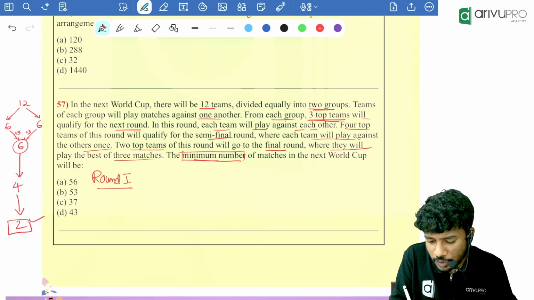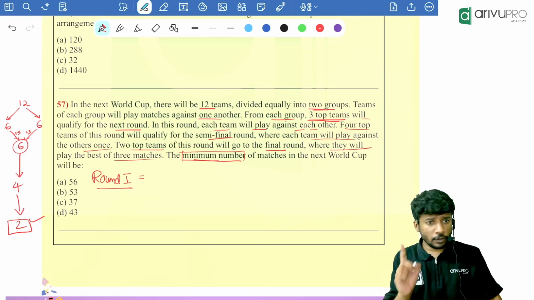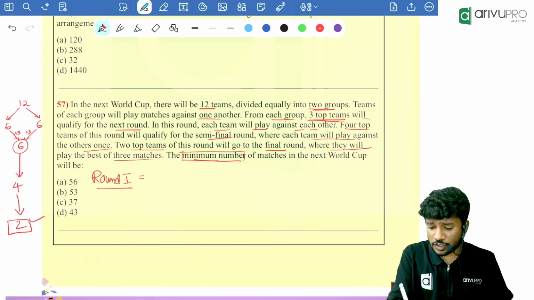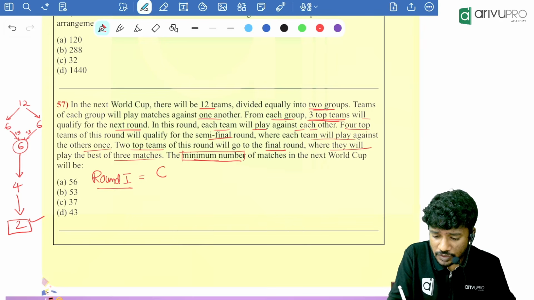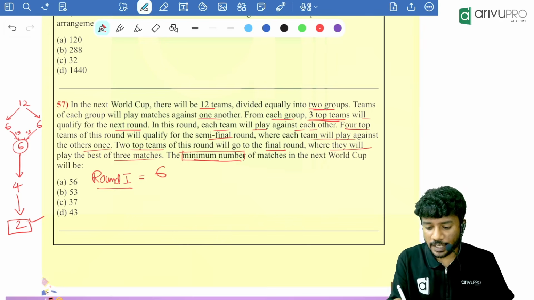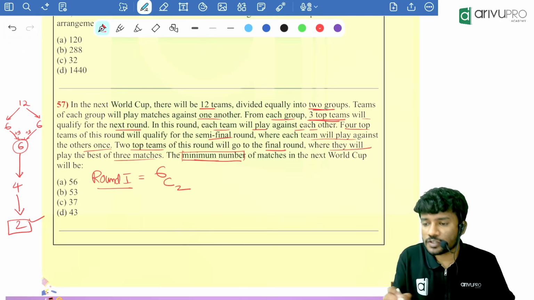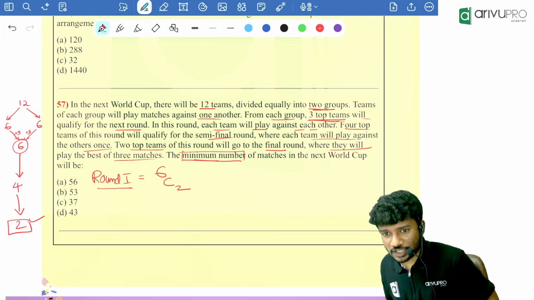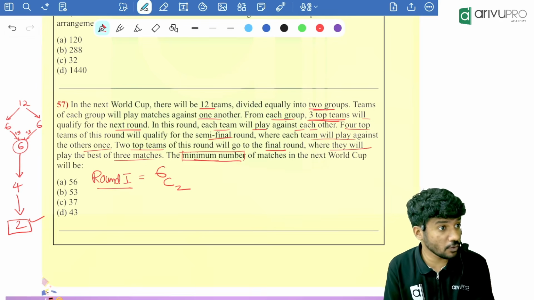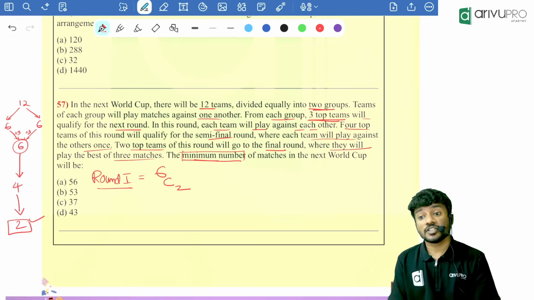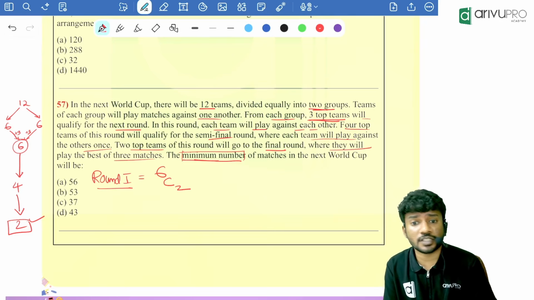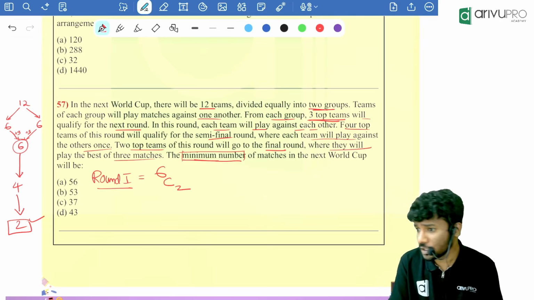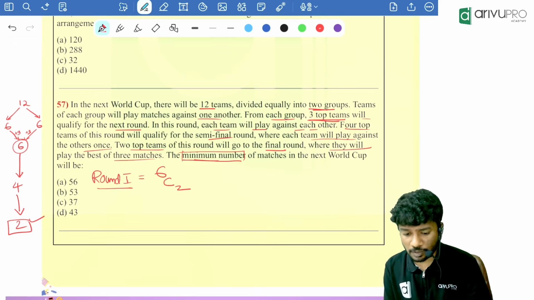Okay, first round. Two groups are there, correct? First group, how many teams are there, people? 6 teams. They are playing how many matches? 6C2 matches. Is it correct? 6C2 is how much? 6 into 5 divided by 2 factorial, that is 15 matches.